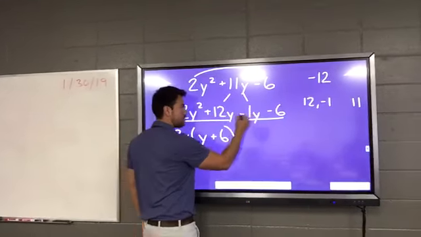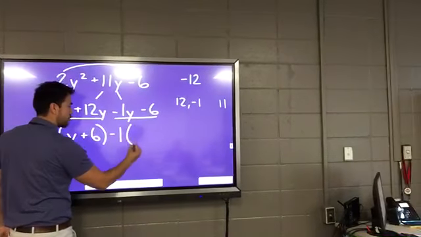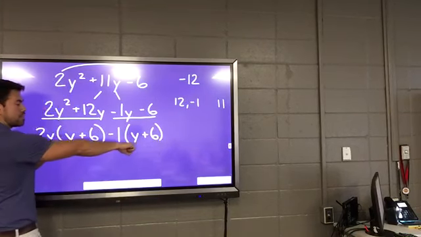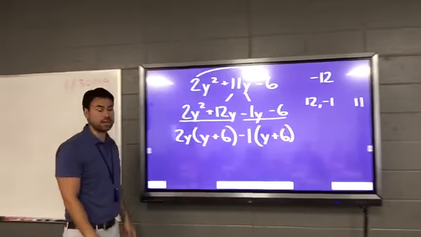Negative 1. You don't like that first term to be negative, so negative 1. And then what's left? Y plus 6. You know you're on a good track when these two are the same, right? You want to get the same thing in parentheses.